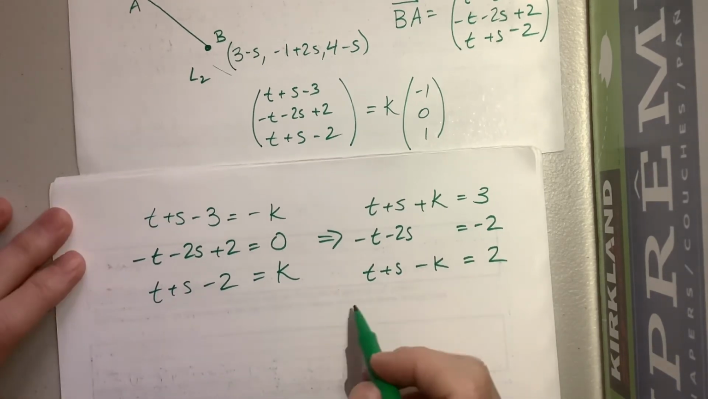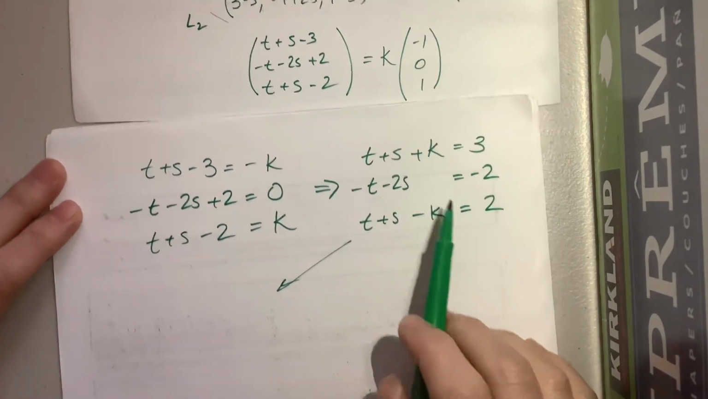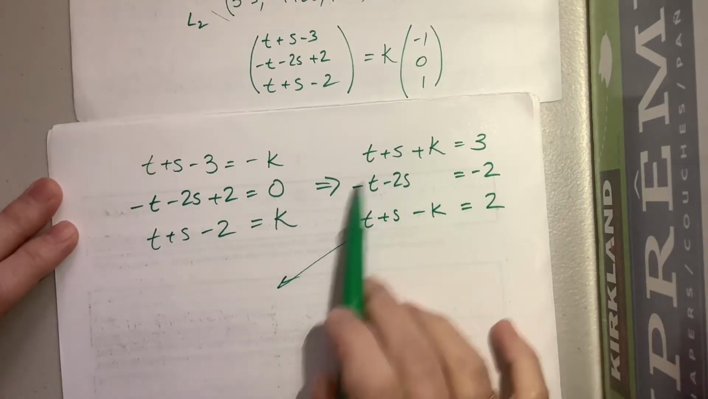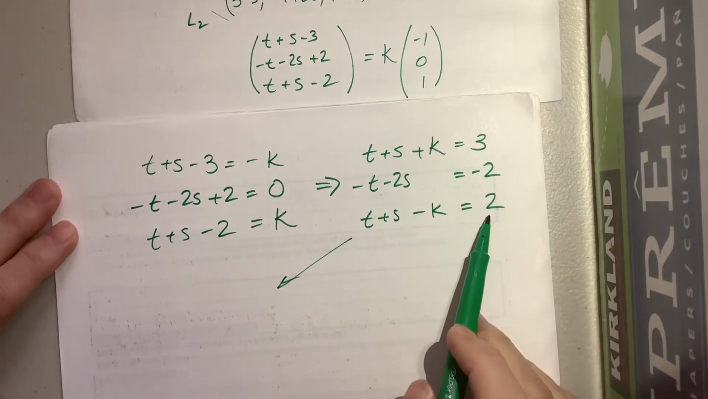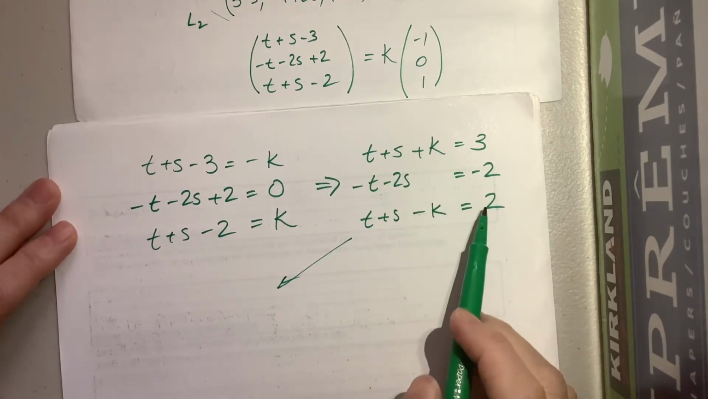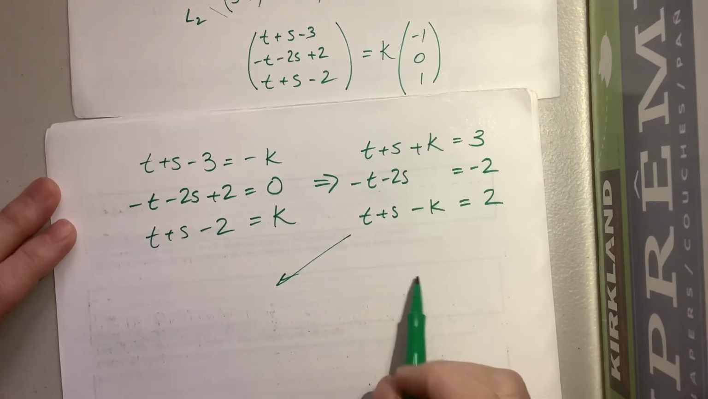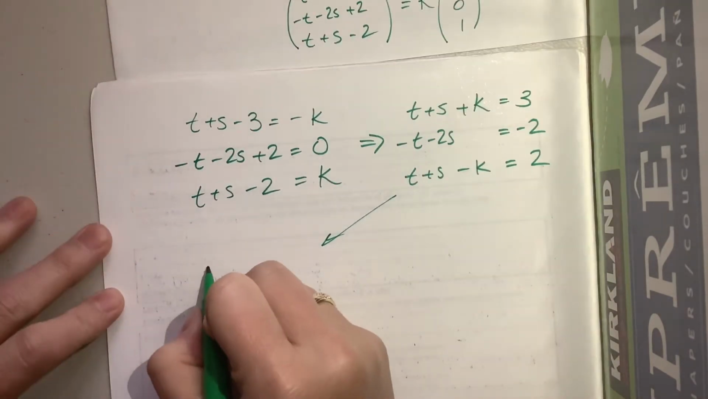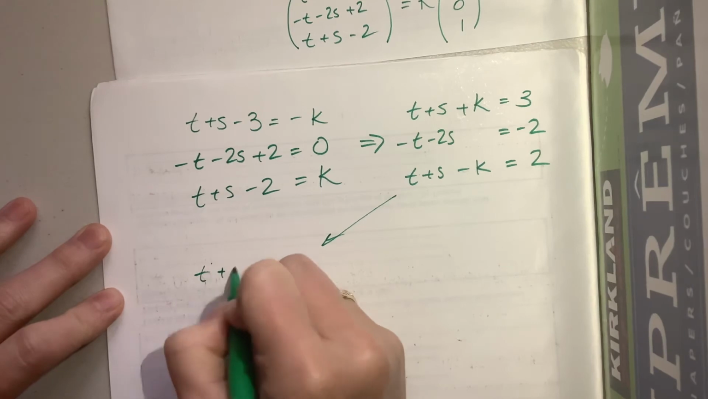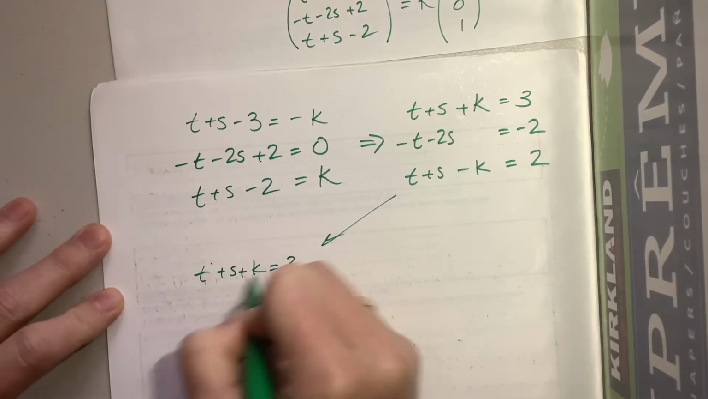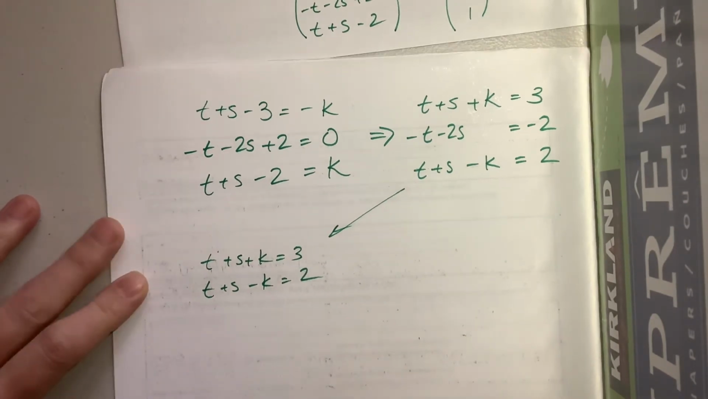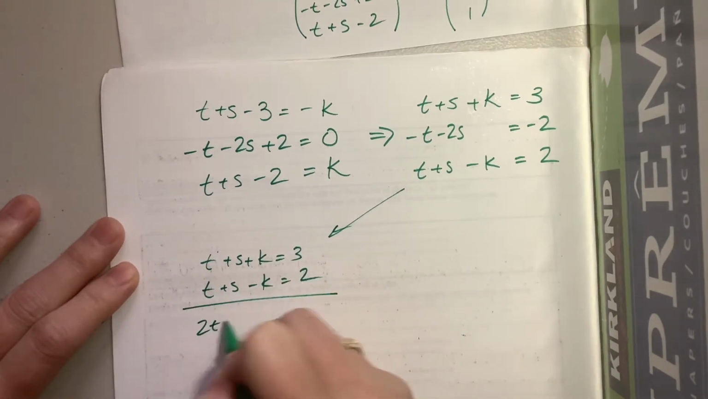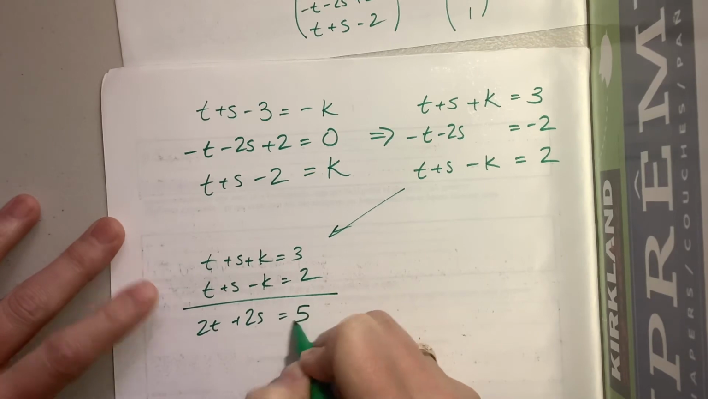Okay, so maybe you're in the same spot, hopefully you're better off than I am. What I notice is that this equation already doesn't have a K, and if I use this top equation and this bottom equation and do elimination, I can get a new equation without K. So T plus S plus K equals 3, and T plus S minus K equals 2. When I put those together, I get 2T plus 2S equals 5.